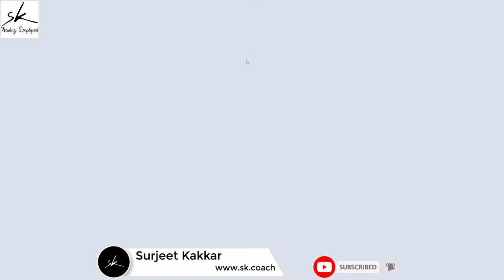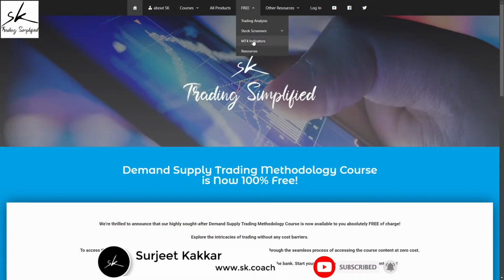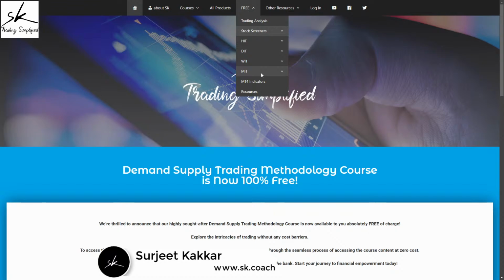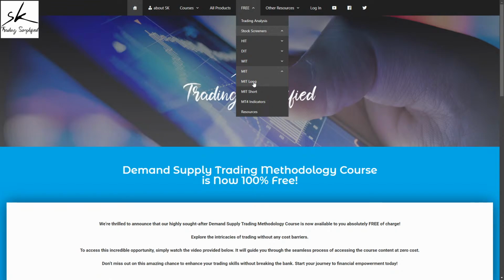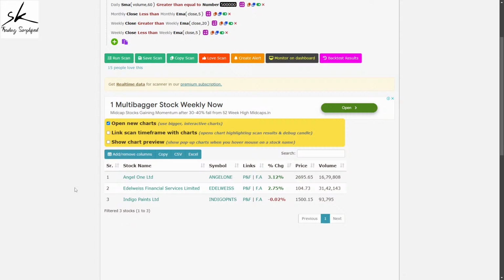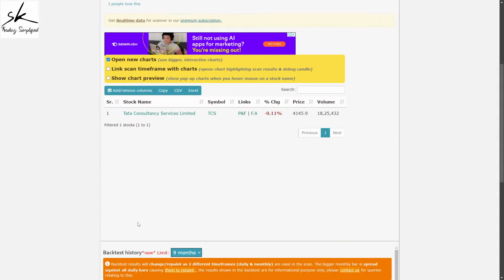So like I said, once you come to our website, under the free tab, you have the option which is stock screener. Because I want to plan MIT trades, I can run the long scan and the short scan. And here you can see the long scan is shortlisting 3 symbols for me. The short scan is shortlisting only 1 symbol for me.